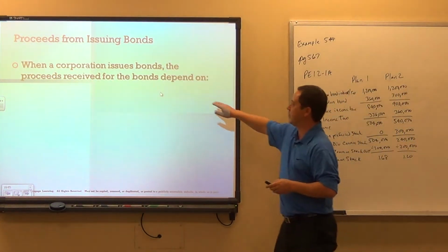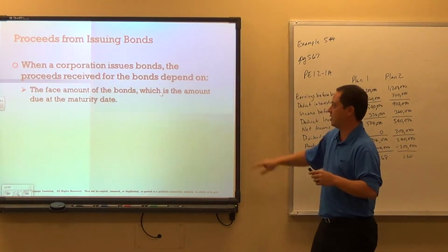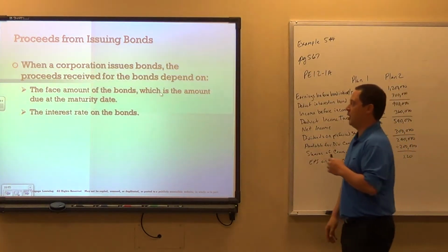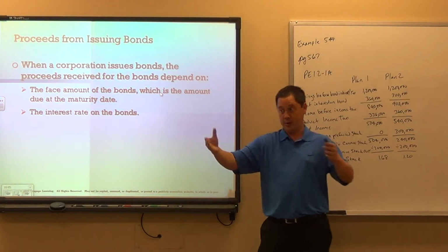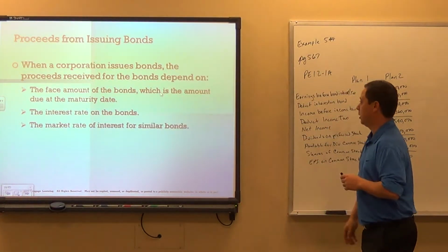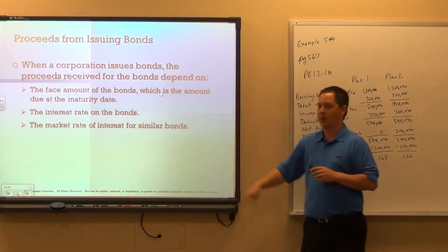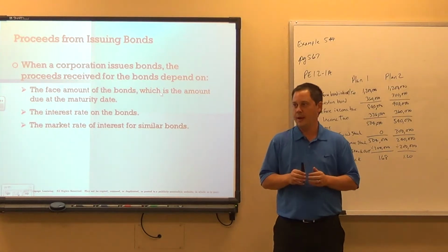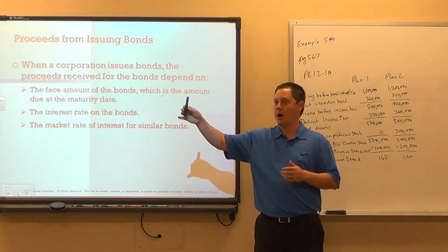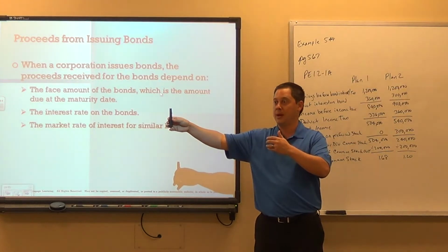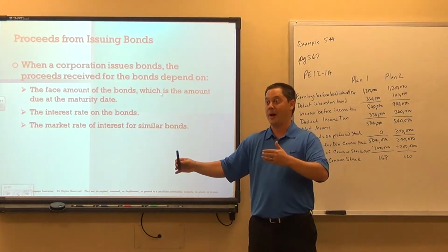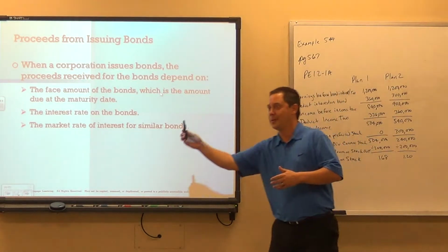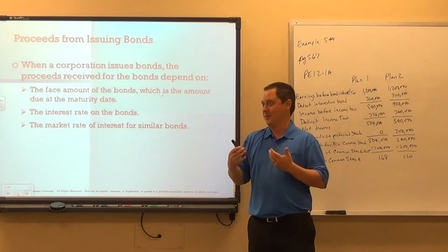What a corporation receives for the bonds depends on the face amount of the bonds, which is the amount due at the maturity date. The interest rate on the bonds matters, because that's what you're going to be paid out every year. And the market rate of interest on similar bonds. That's something that you have to look at too, because sometimes I decide to issue this bond today, and you might be picking up this bond 3 months from now, and the interest rate may have dropped. So now this bond is a lot better. Mine is, because the interest rates are going to give you a little higher. Or maybe the interest rate shot up, and mine now is not as good.